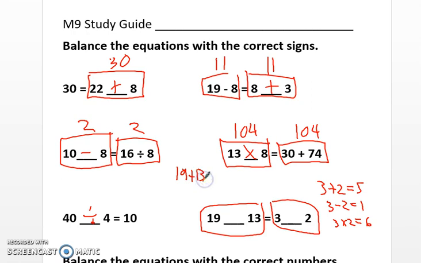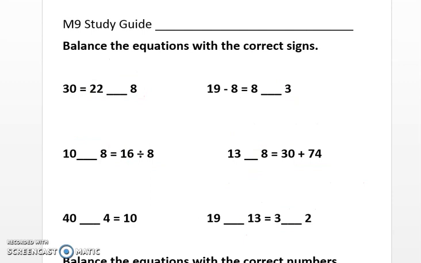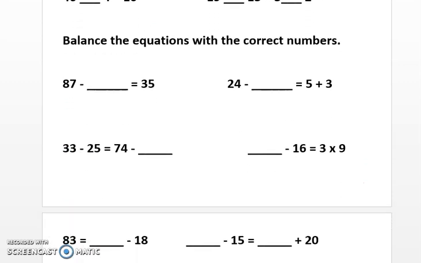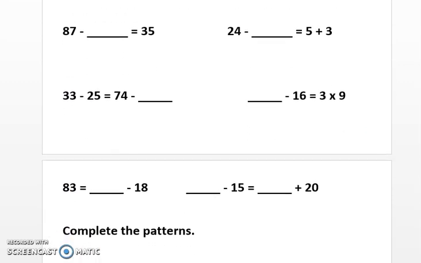19 plus 13 is 32. 19 minus 13 is 6. And there we go. We got a winner right here that matches this one. So 3 times 2 equals 19 minus 13. Balance equations with the correct numbers.